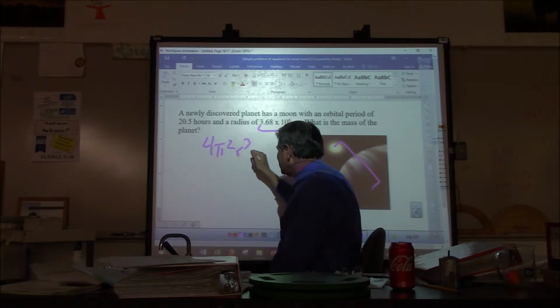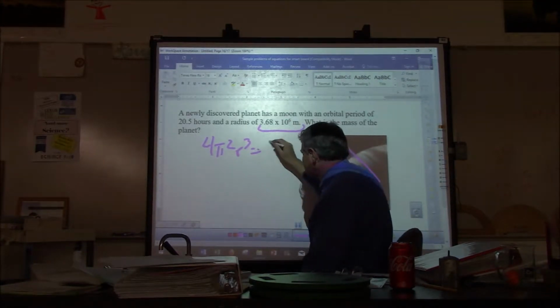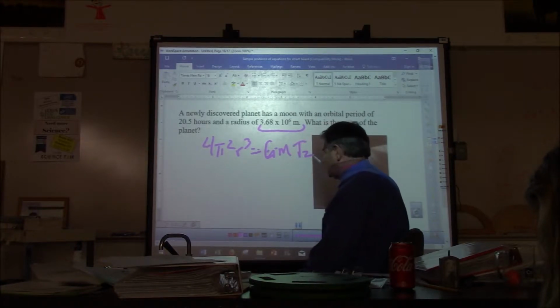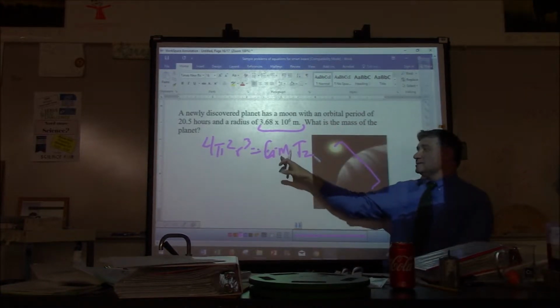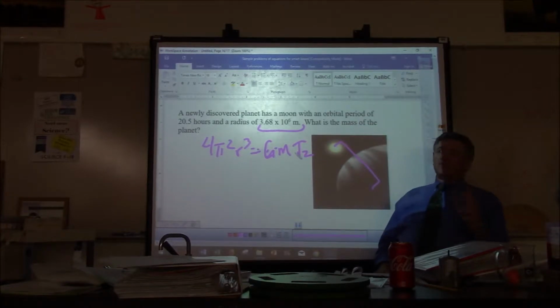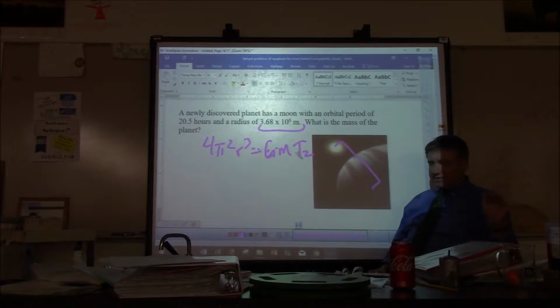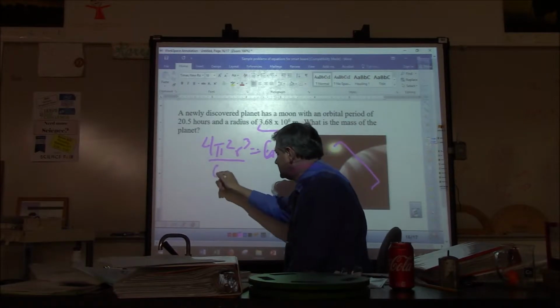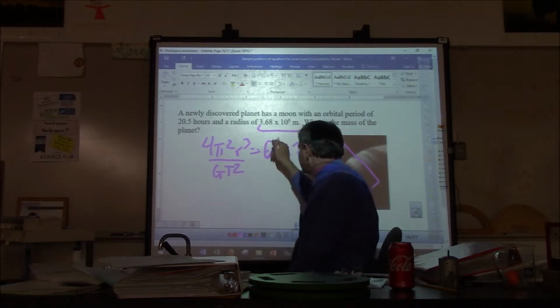4 pi squared r cubed equals big G mass times t squared. Now remember, this is the mass of what's at the center of the orbit. It is not the mass of what is orbiting, because that dropped out of this equation. So, I want to get mass by itself, boom, divide by G t squared.